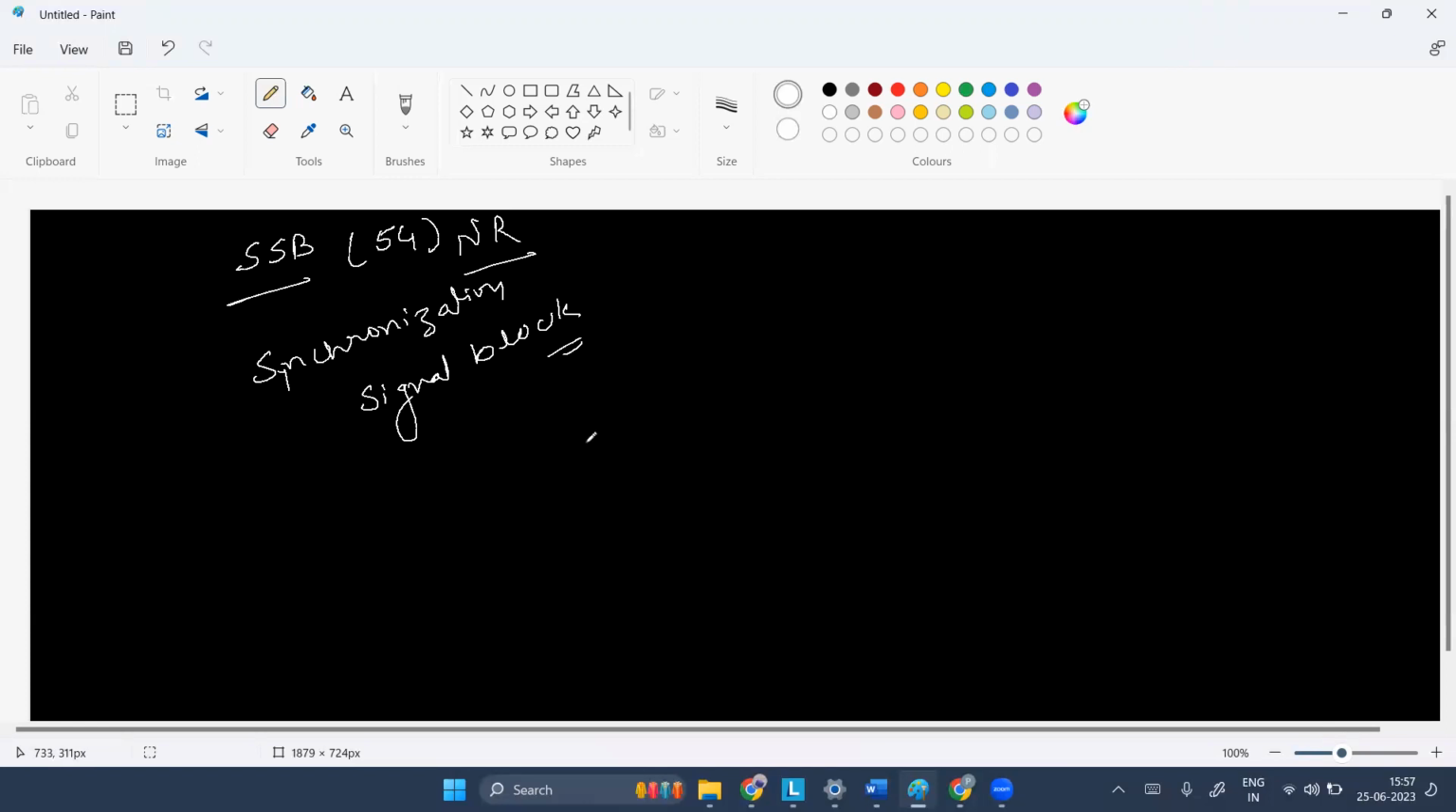Okay. So in LTE, this SS block consisted of PSS plus SSS. This was in 4G. But if we talk about 5G, right? It consists of PSS plus SSS plus PBCH.